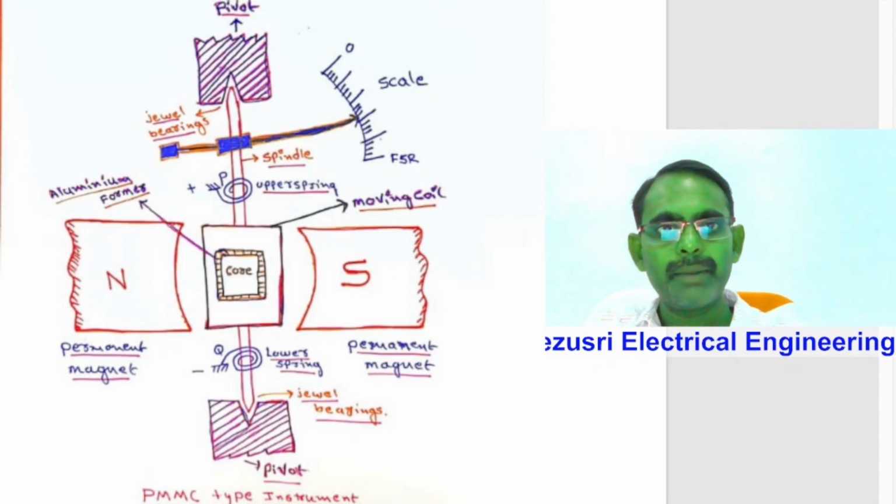When the coil is supported between two jewel bearings, the control torque is provided by two phosphor bronze hair springs. These springs also serve to lead the current in and out of the coil, in and out of the instrument. These are the terminals used for instruments. The springs are arranged in opposite directions, upper and lower springs, to eliminate the temperature effects of the springs.